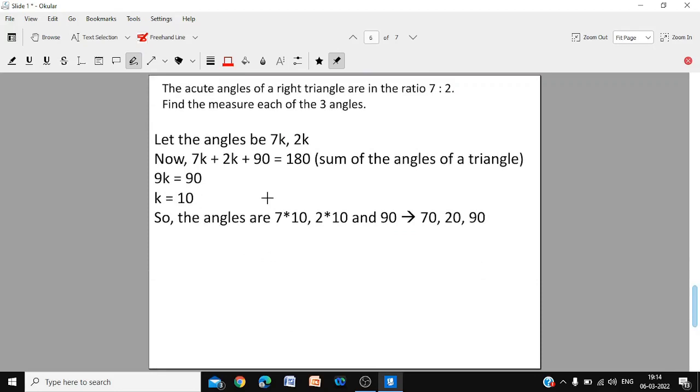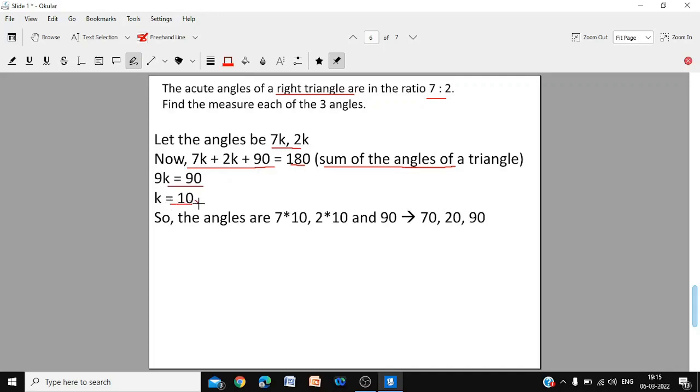Now, the acute angles of a right angle triangle are in the ratio 7:2. So whenever the ratio is 7:2, we suppose the angles to be 7K and 2K. So 7K plus 2K plus 90. From where did we get the 90? Because it is a right angle triangle, so one of the angles must be 90. 7K plus 2K plus 90 equal to 180. That is the sum of the angles of a triangle. 7K plus 2K is 9K. 9K plus 90 is 180. 9K is 90, K is 10.